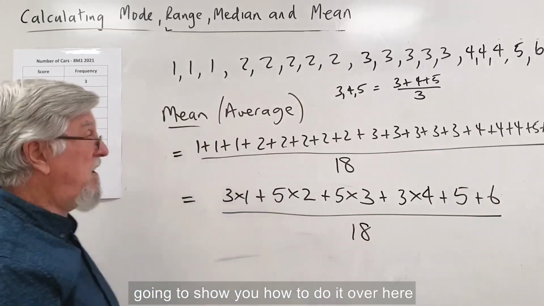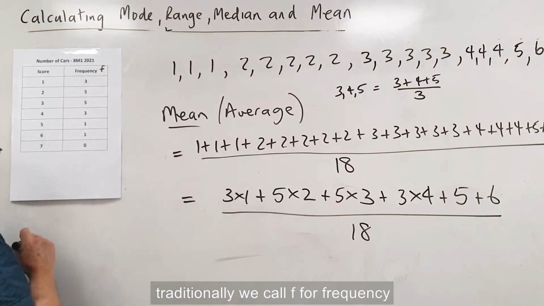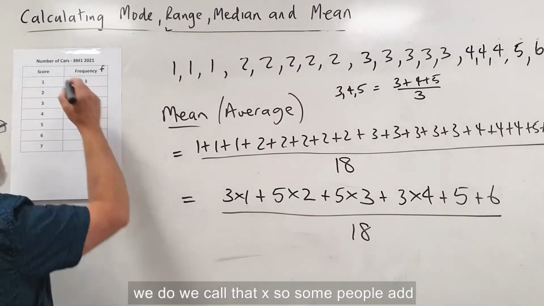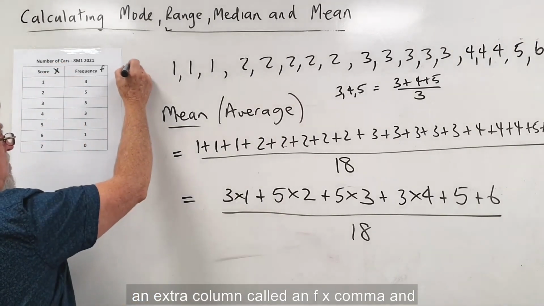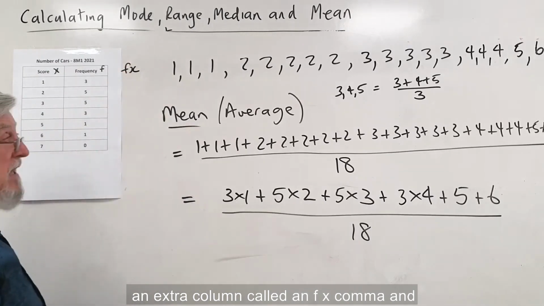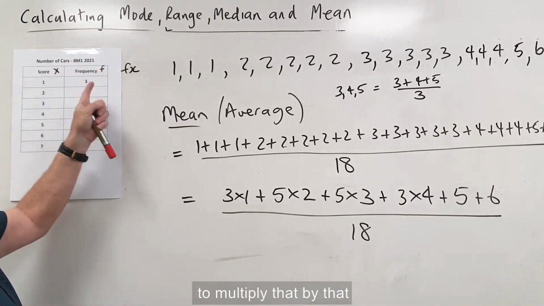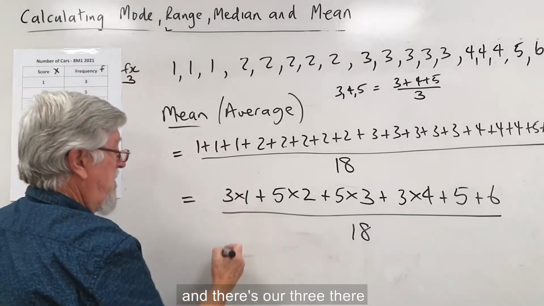I'm going to show you how to do it over here. Traditionally, we call F for frequency. And here's the funny one for maths, but it happens all over the world in everything we do. We call that X. So some people add an extra column in called an FX column. And all the FX column is to remind you is to multiply that by that. So 3 times 1 is 3, and there's our 3 there.